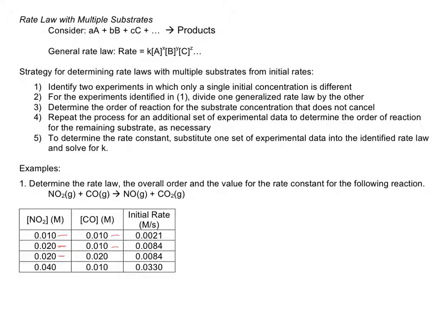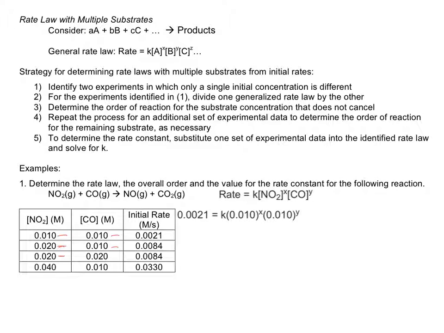So first let's figure out what order we have for NO2. Let's start with our general rate law. Our rate is going to be equal to k, which is our rate constant, times the concentration of NO2 to the x, times the concentration of CO to the y. Now we're going to just use the data from these first 2 rows here in our table. So we have 0.0021 equals k times 0.010 to the x times 0.010 to the y, because that's our concentration of CO.